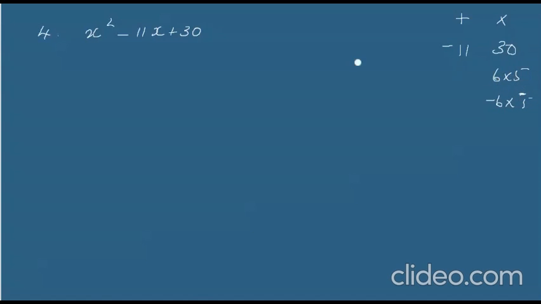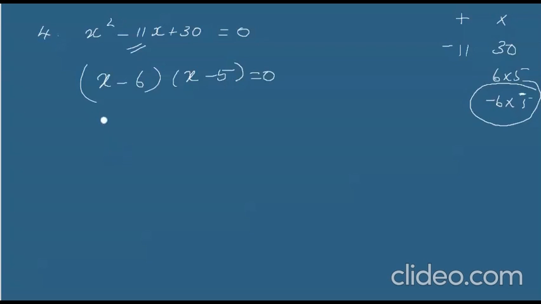Because 6 5s are 30 and 6 plus 5 is equal to 11. But we need the middle term as negative 11. So what is the condition? We need negative 6 and negative 5. You have to practice many problems, then it will be okay for you. Okay. Now this is equal to 0 is our equation. So how can we split? Since the coefficient of x square is 1, we can split in the form x minus 6 with sign. X minus 6 into x minus 5 is equal to 0.